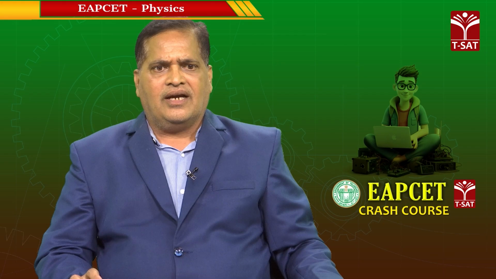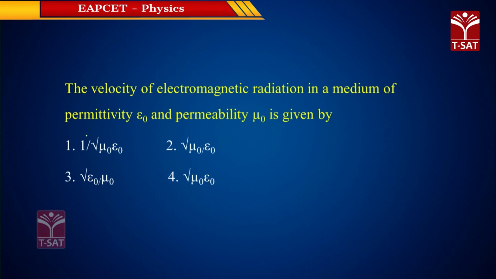This is a very important question, children. I already explained it in the previous session. The velocity of electromagnetic radiation in a medium of permittivity epsilon naught and permeability mu naught is given by, okay, the velocity of electromagnetic radiation.